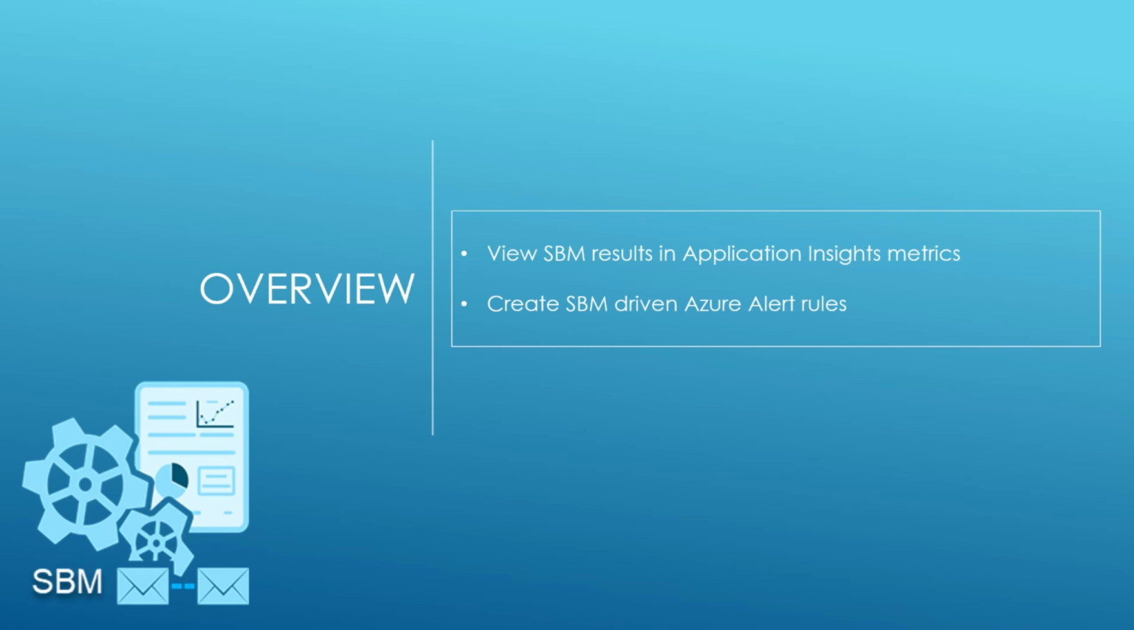In this video, we will first identify the results written to Application Insights metrics. Next, we will create Azure Alert rules to automatically trigger sending notifications to your support team when an alert condition is met. In this way, SBM can turn your business rules into real-time alerts to enable rapid response.